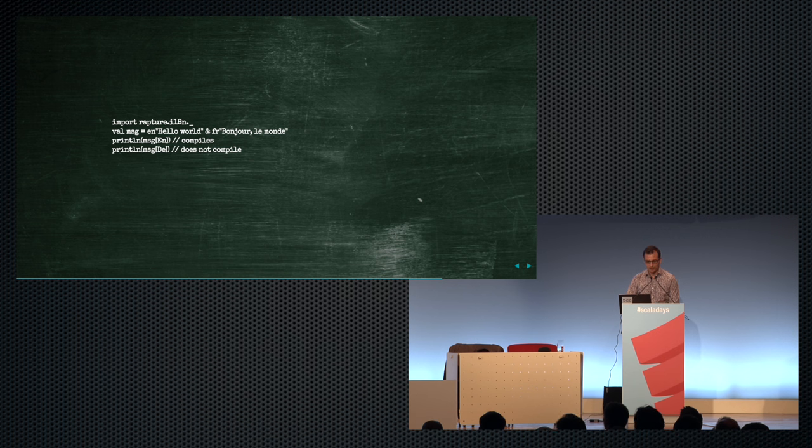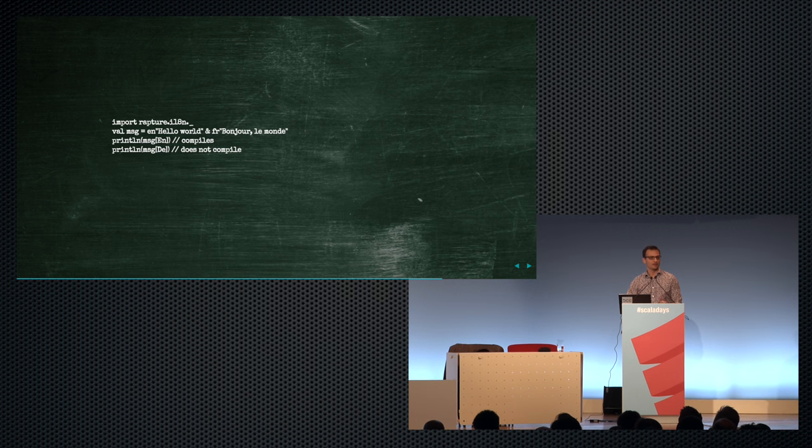Now, we can try and access this. This is like a map. Think of it as a map from language to an actual string. We can call message en. Now, notice that the en is in square brackets. That's because en is a type here.